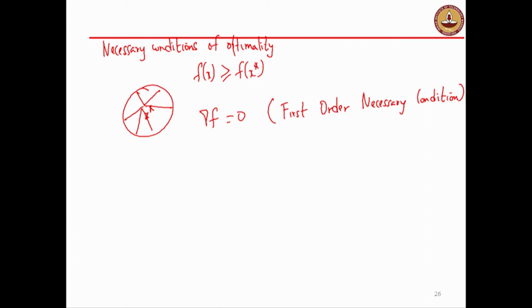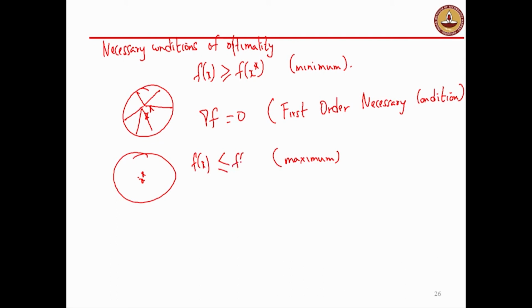Now, is this enough for me to decide whether it's a minimum? No, unfortunately not, because the same thing holds for a maximum also. This is for a minimum. For a maximum, what does it say? Local maximum. You go a small amount around x star, f of x cannot be larger than that of x star. It can be less than or equal to at x star. This is for a maximum.